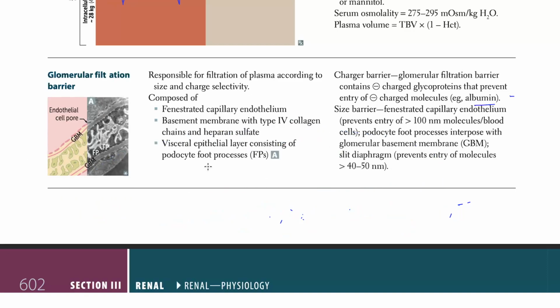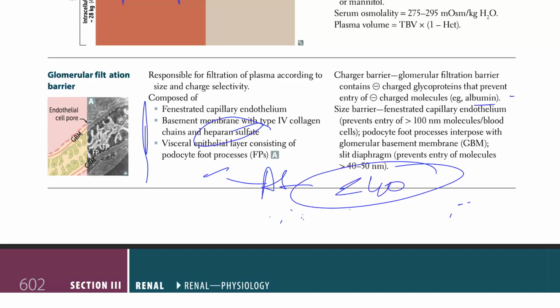So what are the points to be remembered there? The negative charge from the heparan sulfate repels albumin. A size less than 40 will be able to go through the size selectivity, but the charge barrier remains there. If you are negatively charged, you are repelled, but if you are positive, you are welcome. Okay, moving on.